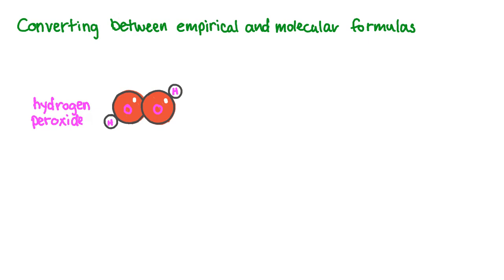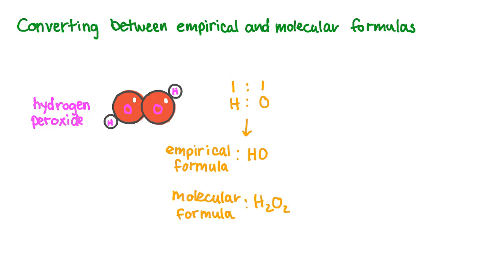As we can see, hydrogen peroxide has 2 hydrogen atoms and 2 oxygen atoms in a molecule. So the ratio of hydrogen to oxygen here is 2 to 2, which we can reduce further by dividing by 2 to give us the ratio of 1 to 1. Which means that the empirical formula of hydrogen peroxide is HO. As we can see from looking at the molecule, it has 2 hydrogen atoms and 2 oxygen atoms, so its molecular formula must be H2O2.